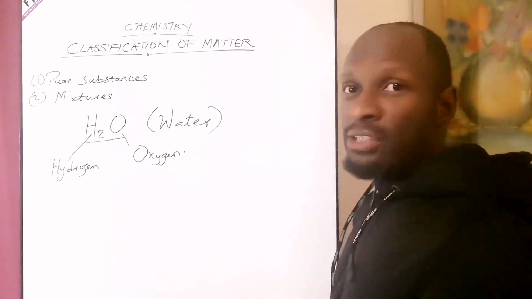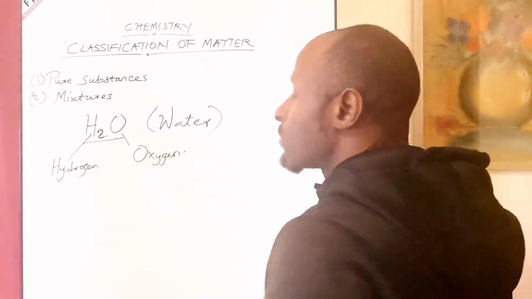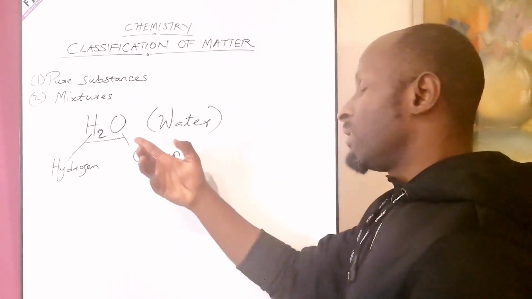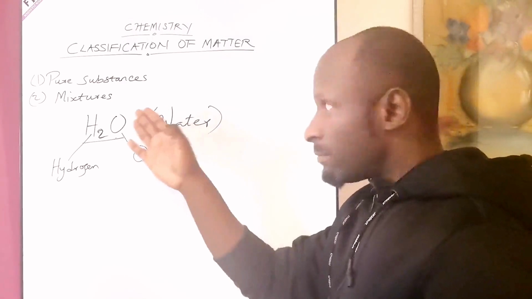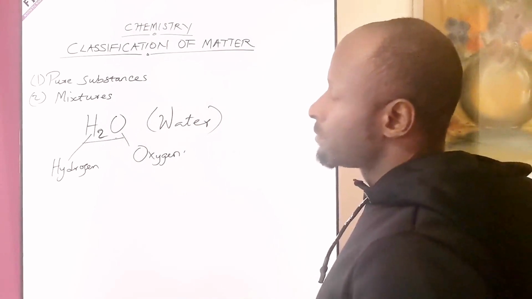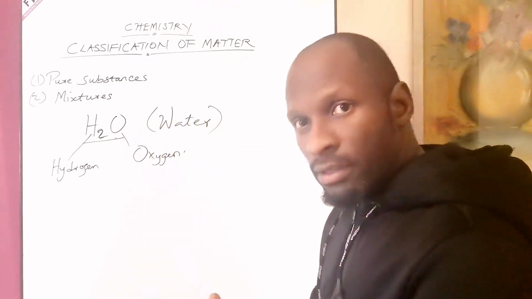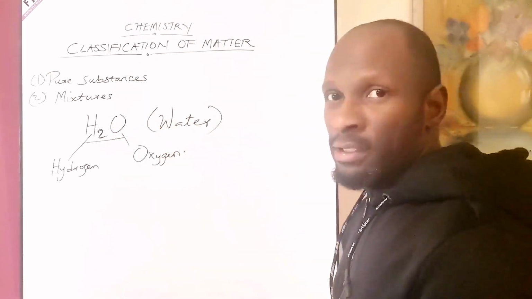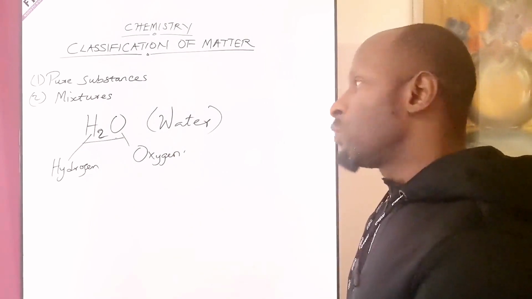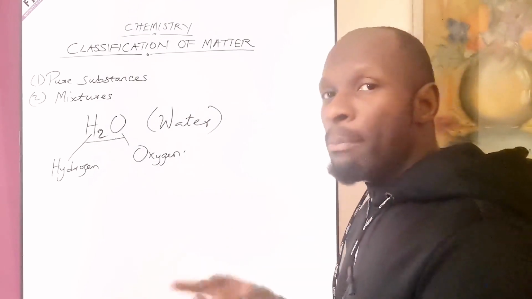Then another thing that you can observe from this formula is this subscript 2. This subscript 2 is telling you the number of atoms of hydrogen that is in the reaction. That is, it is telling you the ratio by mass in which hydrogen and oxygen came together to form water. So this implies that the combining of elements to form compounds tends to happen by a fixed ratio by mass.